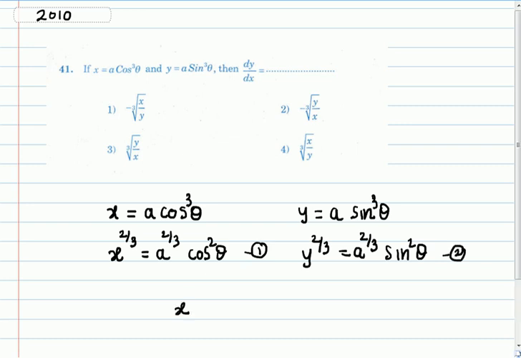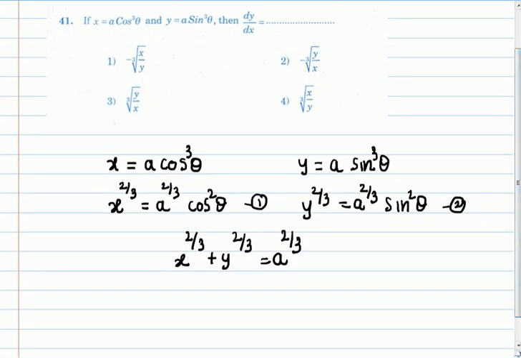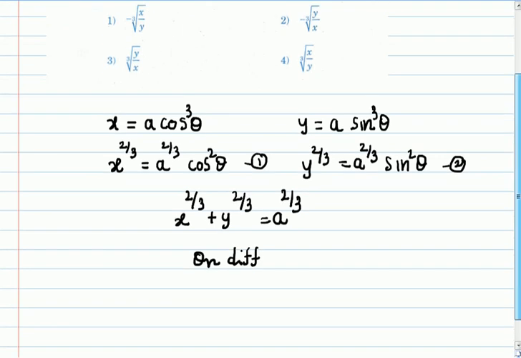Hence what we'll get is x to the power 2/3 plus y to the power 2/3 must be equal to a to the power 2/3. Why? Because cos square theta plus sin square theta equals 1. Now you have to differentiate with respect to x.